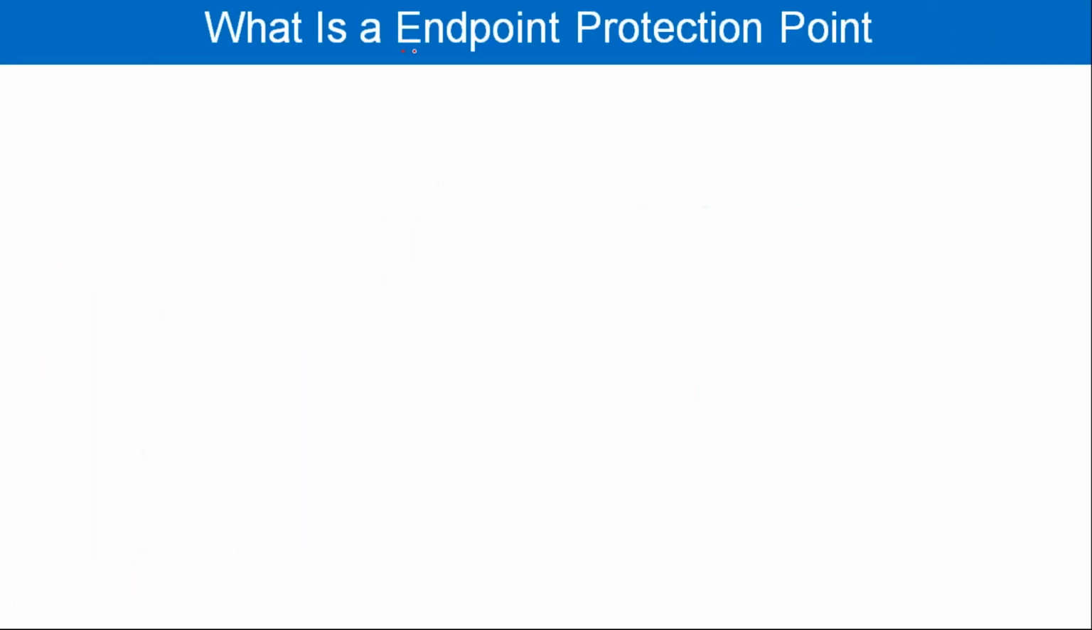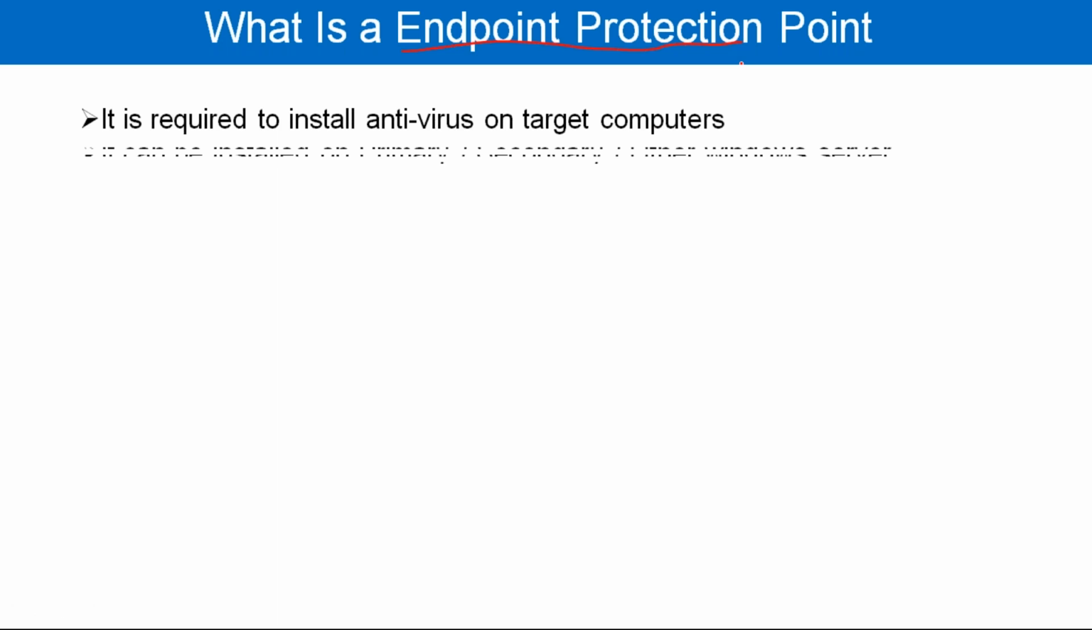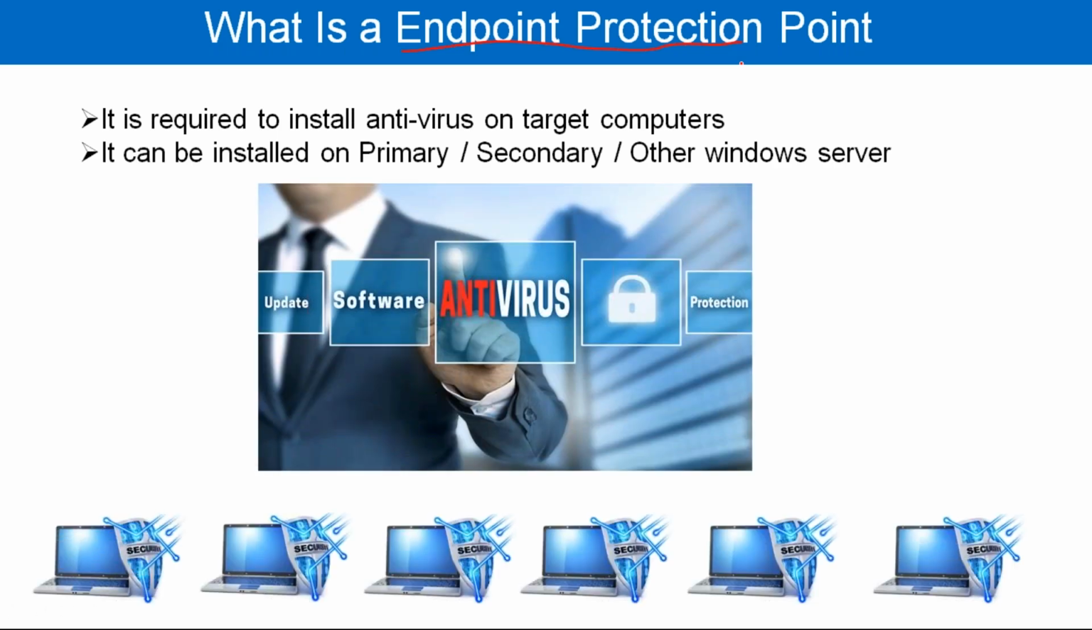Then you have endpoint protection. Endpoint protection is to deploy antivirus. So you don't need to purchase a new antivirus software, Symantec or Norton or AVG or any other antivirus tool which you purchase from third-party vendor. You don't need to do it because endpoint protection is already integrated in SCCM. You can deploy antivirus to all your computers, and your computers will be safe and secured from viruses and malware. It can be installed on primary, secondary, or any other Windows server.